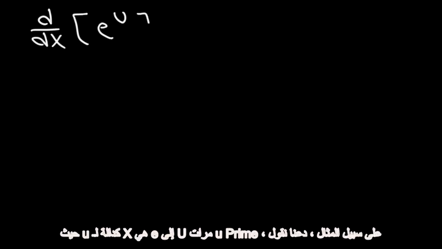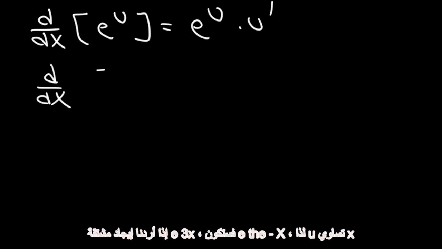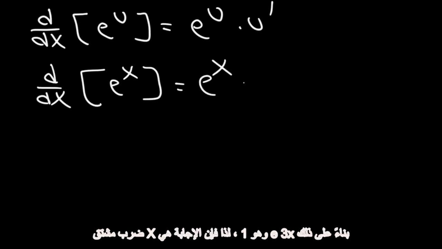Now let's talk about the derivatives of exponential functions involving the base e. Here's a formula that you're going to find useful. The derivative of e to the u, where u is a function of x, is e to the u times u prime. So for instance, let's say if we want to find the derivative of e to the x, it's going to be e to the x, so u is x, times the derivative of x, which is 1. So the answer is just e to the x.